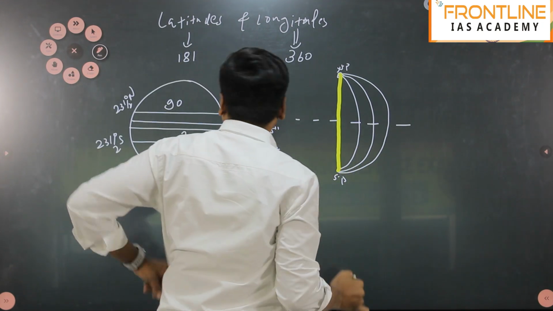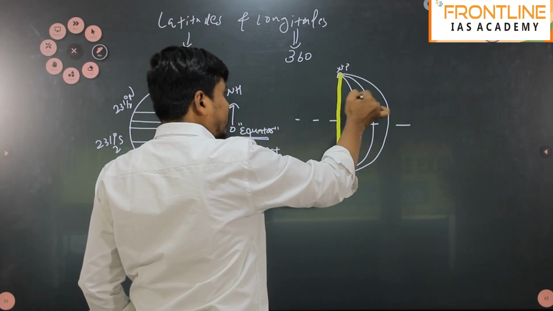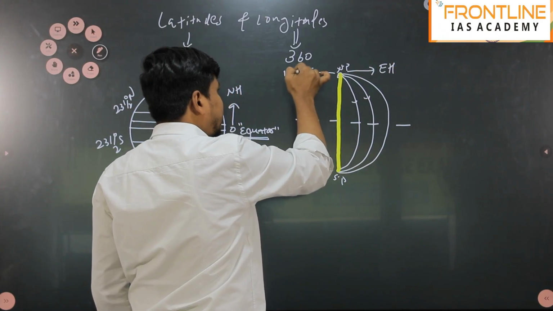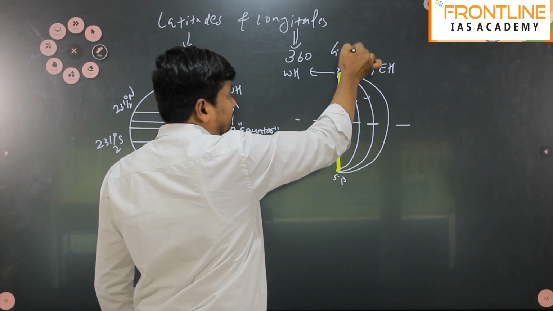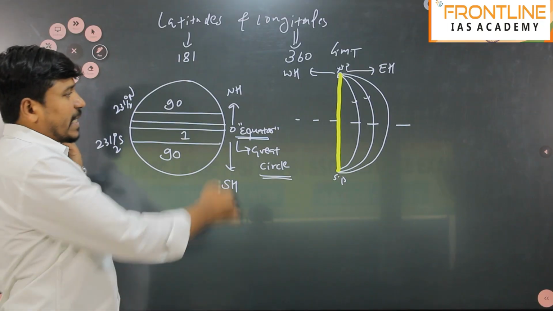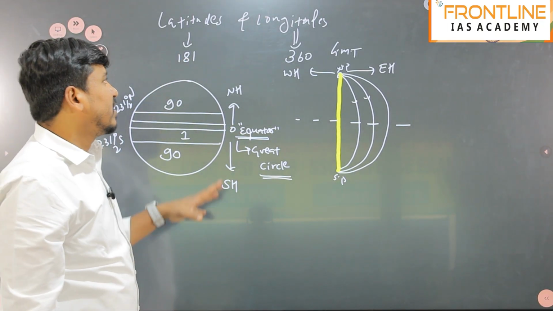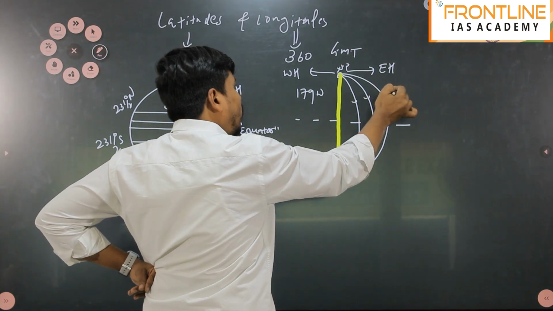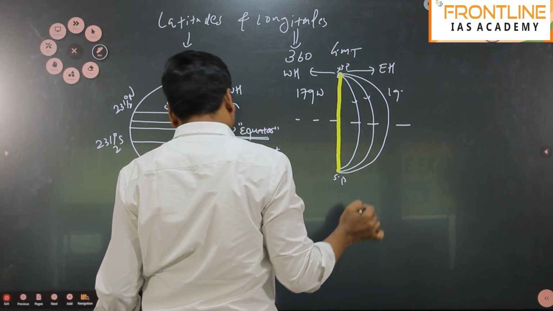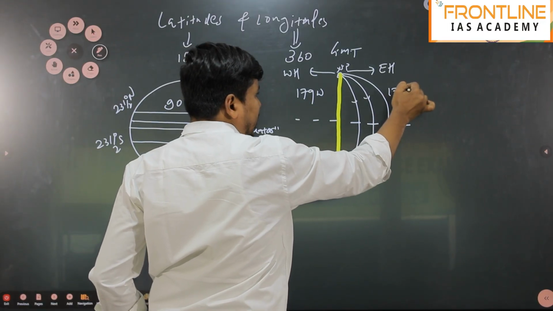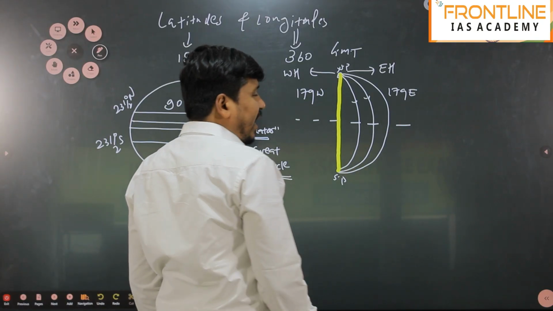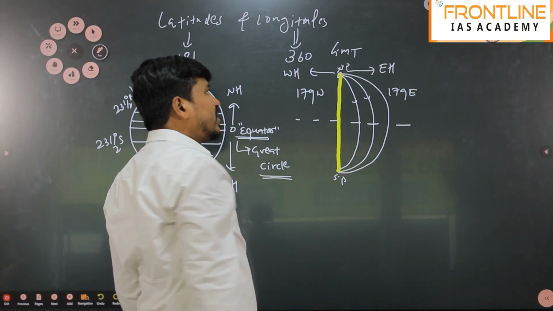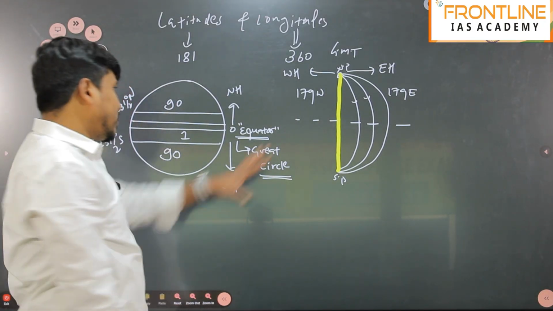If this is the equator, and these are the longitudes, GMT divides the earth into two hemispheres, eastern hemisphere and western hemisphere. The equator divides the globe into northern hemisphere and southern hemisphere, right? And in total 360 longitudes. Out of 360, 179 longitudes are in the west, 179 longitudes in the east, and one is GMT and one is the international date line, right? These points we discussed in yesterday's class.